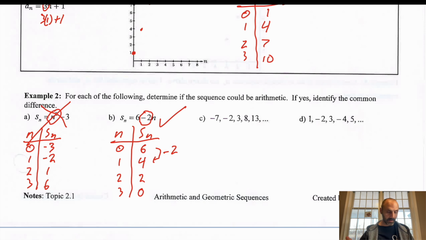For C, now we look, and what's the difference here each time? Well, going from -7 to -2 is a difference of 5. -2 to 3 is also a difference of 5. 3 to 8 is a difference of 5 also, so this one is arithmetic because it has a common difference. That's the idea. Now for D, 1 to -2, that's a difference of -3. And then -2 to 3 is a difference of 5. So right away we know this one is not arithmetic because it's not a common difference.